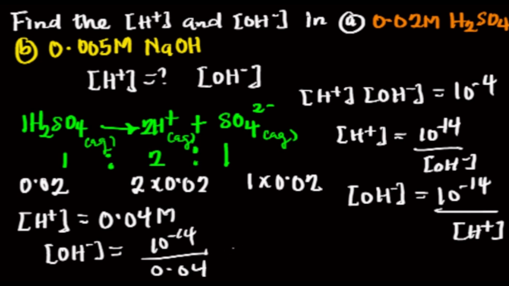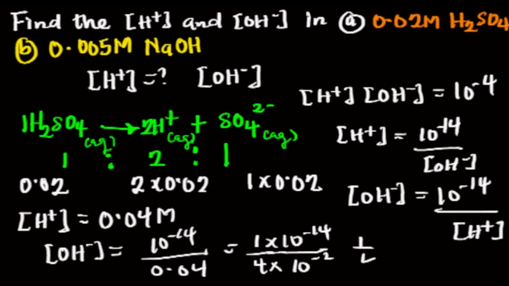You can write this as 1 multiplied by 10 raised to the power minus 14, divided by 10 raised to the power minus 2 multiplied by 4, because this is actually 4 times 10 to the power minus 2. So from there, I'm going to have 1 over 4 multiplied by 10 to the power minus 14 plus 2. So I'm going to have 1 over 4 multiplied by 10 to the power minus 12. That's what we are going to have.